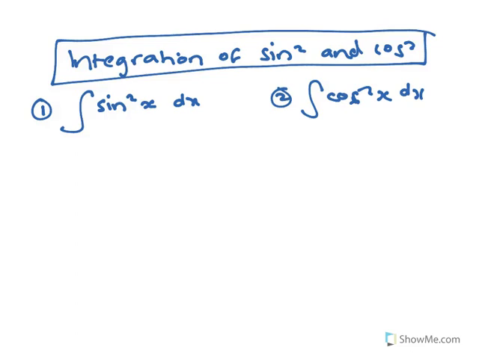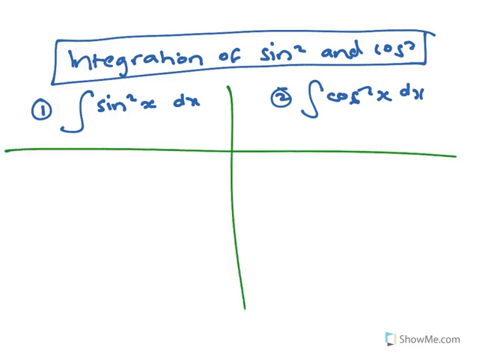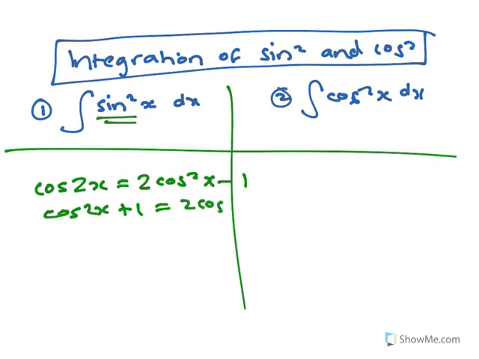Okay, so in order to integrate sine squared and cos squared, what we need to do is first of all establish an expression. So we could break this up. Now, this comes from if you have cos 2x and you break that up, you get 2 cos squared x minus 1. And if you rearrange that, you get cos 2x plus 1 is 2 cos squared x. So you end up with cos squared x equals 1/2 (1 plus cos 2x).